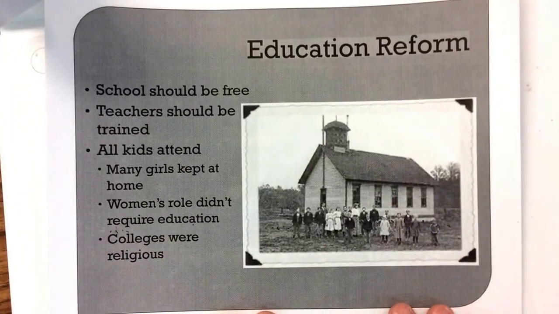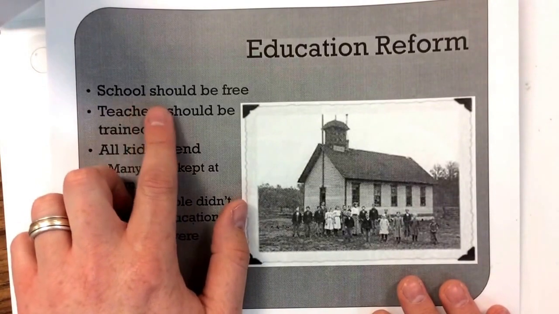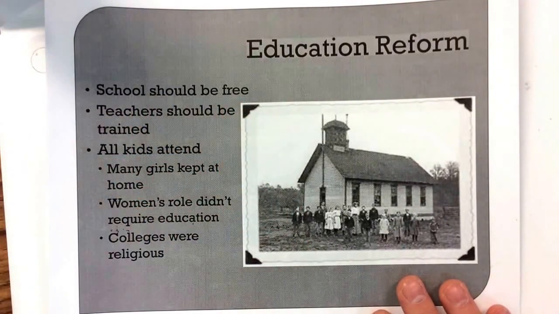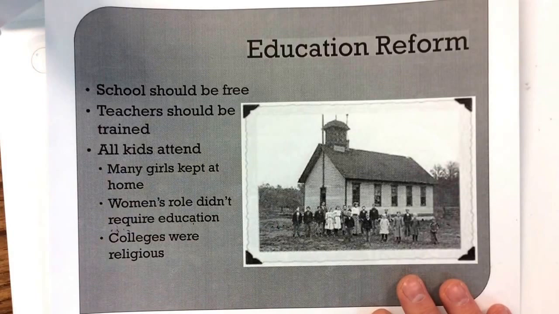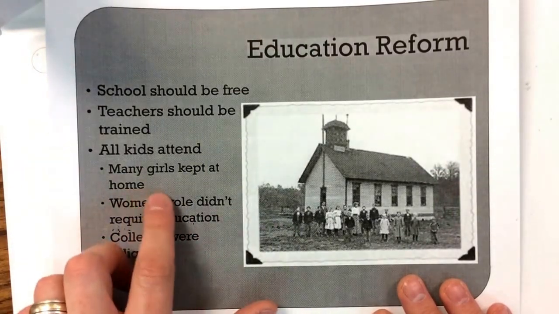The next one is education reform. Some of the things that we're going to do is school should be free. Think about it. You don't pay a penny to show up to school. You bring your supplies, but you don't have to pay to come into our class. All teachers should be trained, not just the person that could read well is going to be the person to teach us. All kids are going to attend.